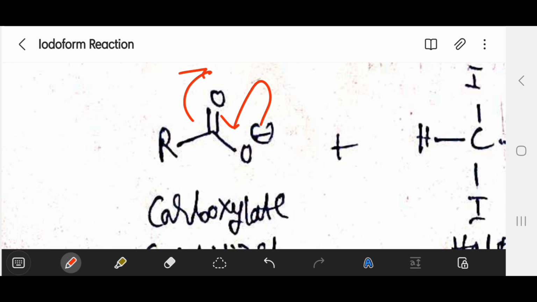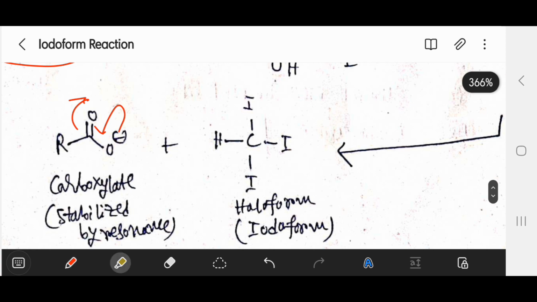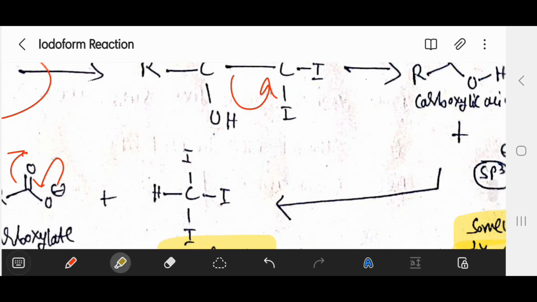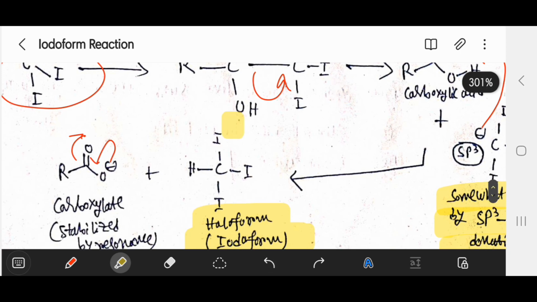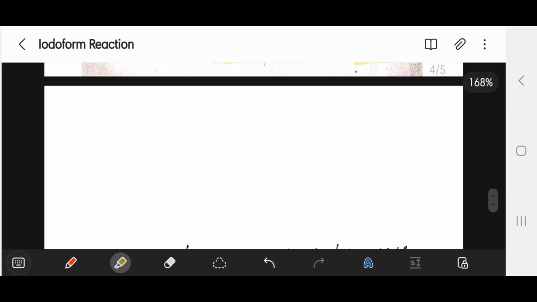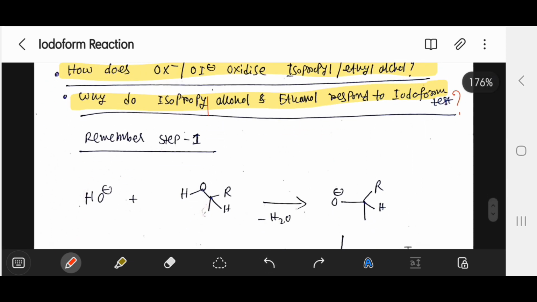So it undergoes resonance and hence it is stabilized, and we will get haloform or iodoform in this case, and in some other reaction we may get chloroform or something like that. Now the question is, why does OX minus or OI minus oxidize isopropyl alcohol or ethyl alcohol? Or the question is, why do isopropanol or ethanol respond to the iodoform test?